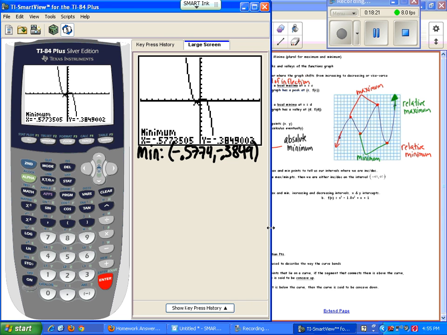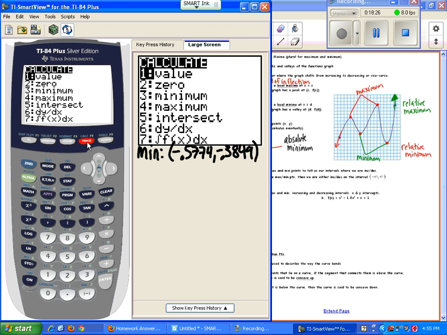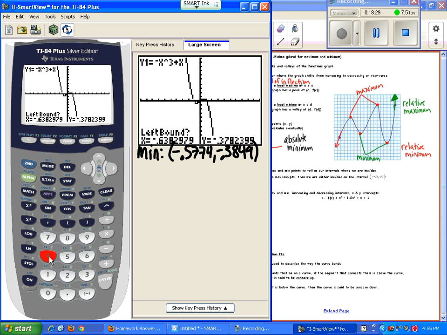For the next part, we want to find the maximum since it looks like we have a maximum to the right of that. So second trace, maximum. It says left bound, so I want something to the left of where I think the maximum is, somewhere around here, enter, and to the right of where I think the maximum is. It doesn't have to be these exact points, just as long as it's close, enter, and then enter on guess. The maximum that I get is again a relative max, relative to the points around it. Of course, I'm going to write the x and y coordinates of the point since it's a maximum point.